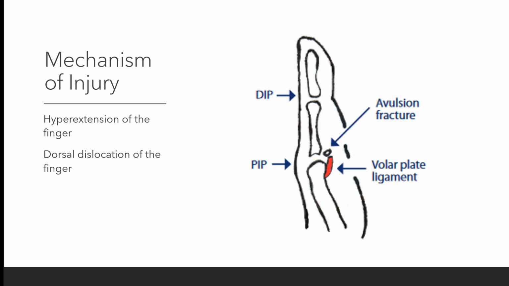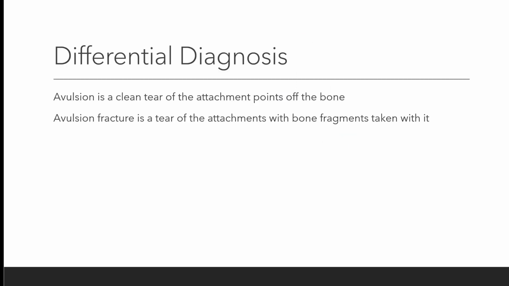Mechanism of injury, though, is hyperextension of the finger or a dorsal dislocation of the finger. The differential diagnosis would be either avulsion or avulsion fracture. Avulsion is a clean tear of the attachment points off of the bone. An avulsion fracture, however, is when the attachments take a fragmented piece of bone with it, and then you have an avulsion fracture.